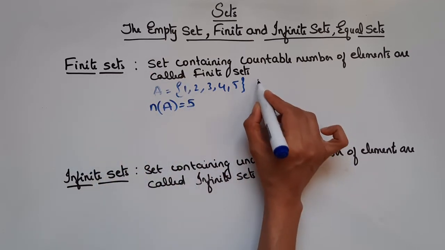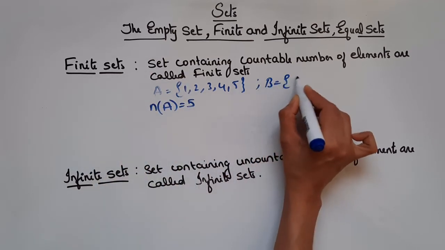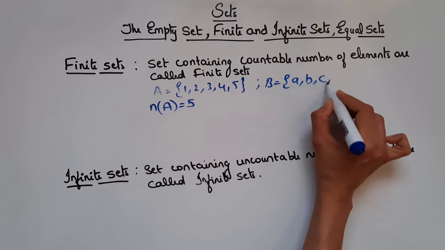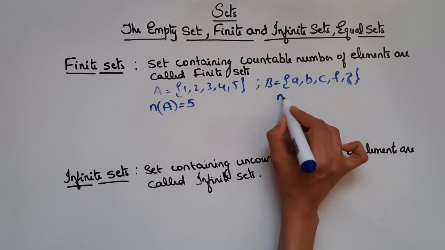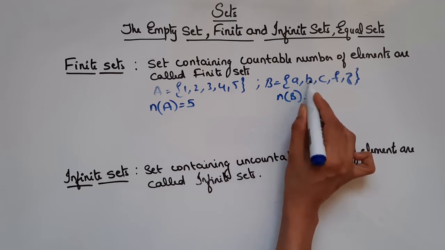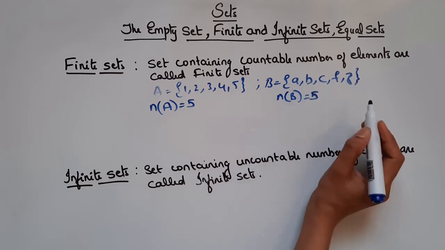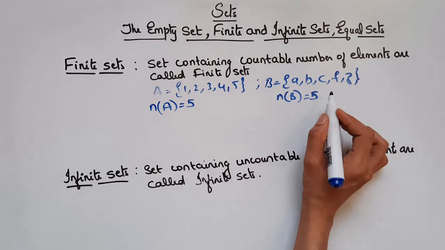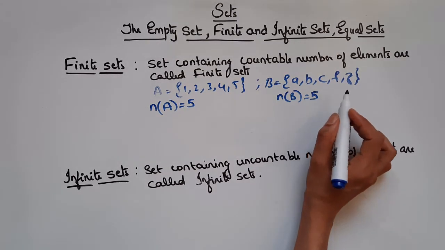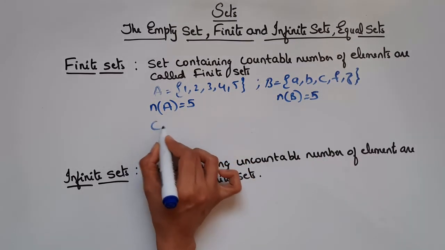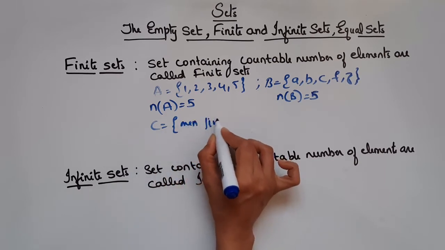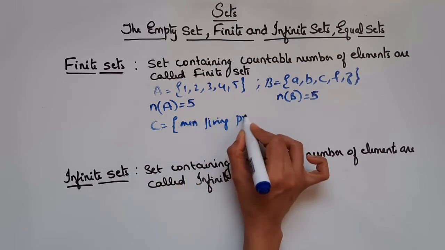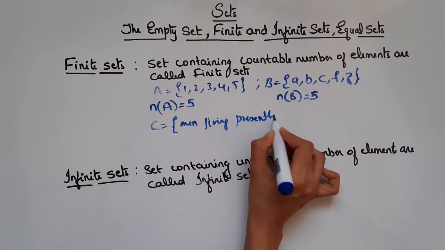Let me give another example. B is equal to {a, b, c, f, z}. So here the number of elements in set B is 1, 2, 3, 4, 5. So 5. So here the number of elements is countable. So therefore they are called finite sets. Let me give another example. Let's take a set C: men living presently in India.